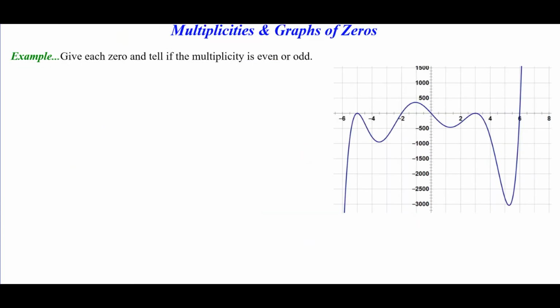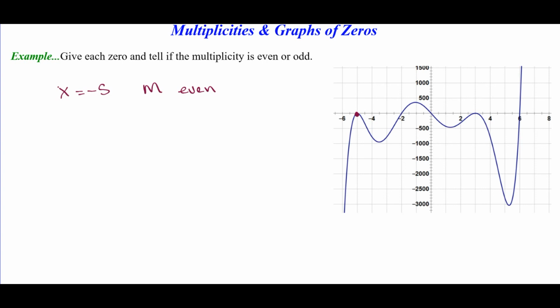So now kind of working backwards, here we have the graph. We want to find the zeros and tell if the multiplicity is even or odd. I can't specifically give the multiplicity based on the graph, but I can tell if it's even or odd. So moving across this graph from left to right, the first intersection I have with the x-axis is right here. So I have a 0 at x equals negative 5, and I know that my multiplicity is even there because we're just touching the axis.